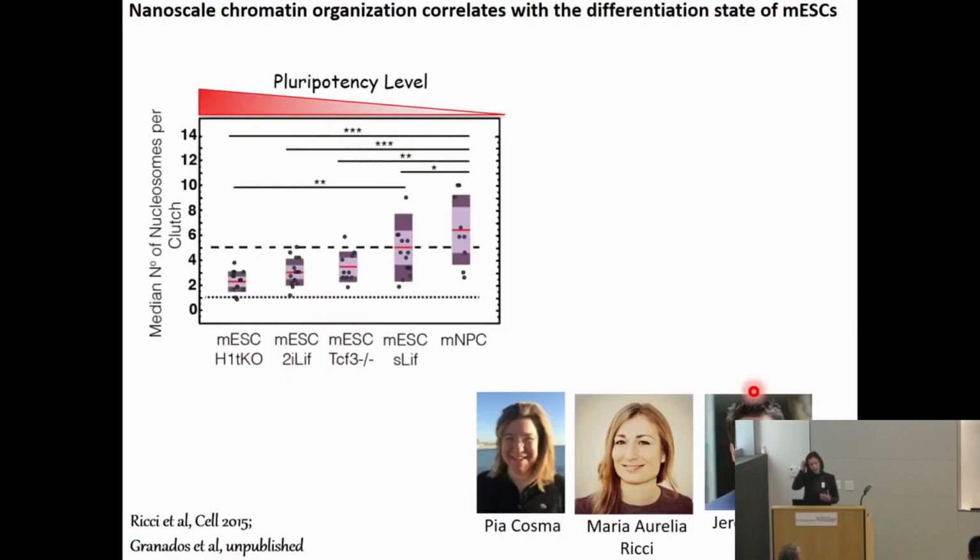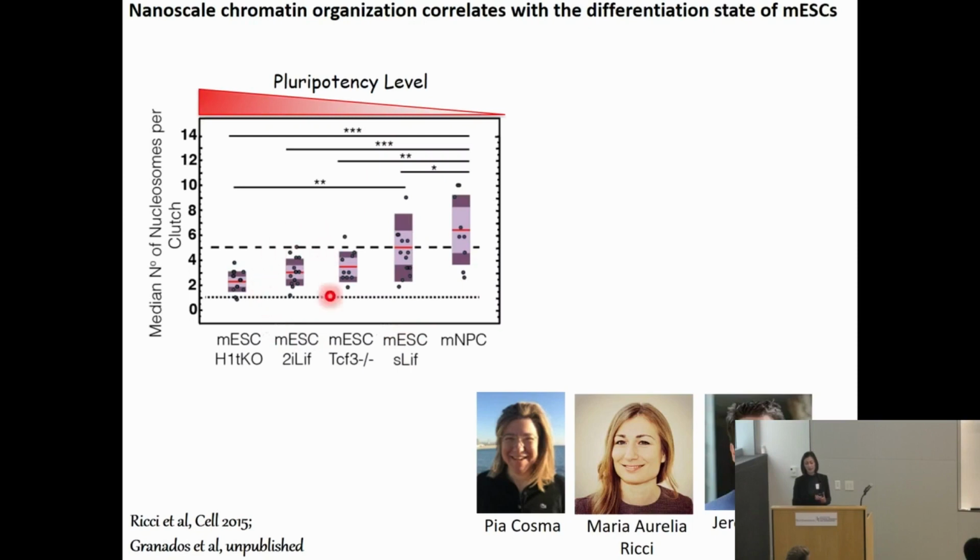I will give you one other example in the context of embryonic stem cells, mouse embryonic stem cells, and their differentiation state. This is a similar plot to the one I showed you in the previous slide. Again, we're looking at average clutch size, in this case in mouse embryonic stem cells. And these cells either have mutations or they have been cultured under different conditions that make them more or less pluripotent. So for example, if you culture ES cells in 2i/LIF, they're known to maintain their naive state of pluripotency. If you culture them in serum, they're primed to differentiate.